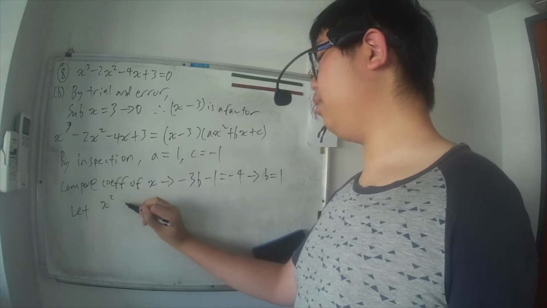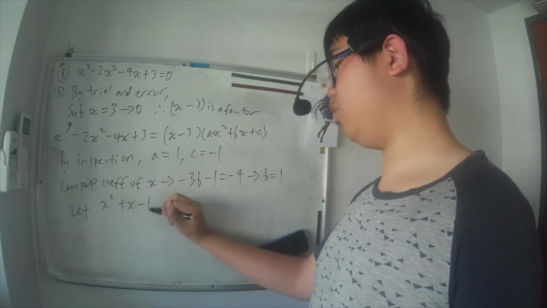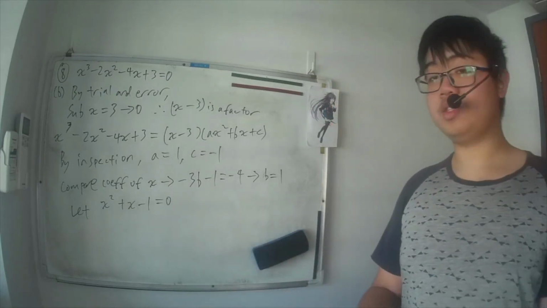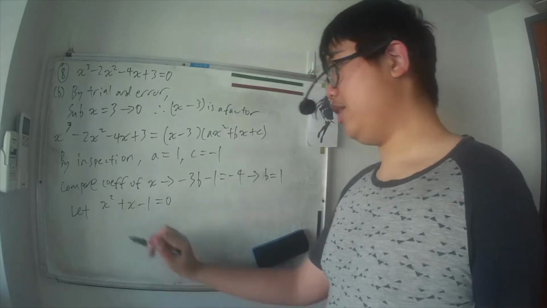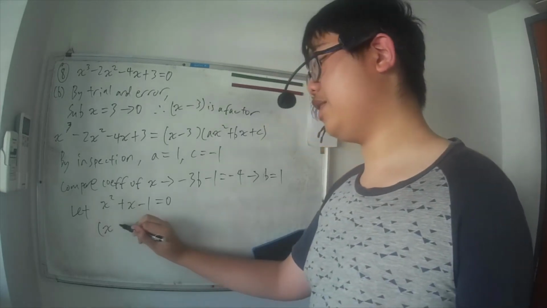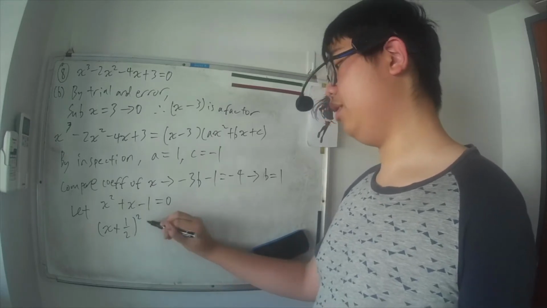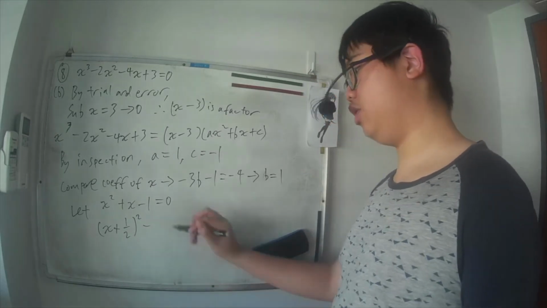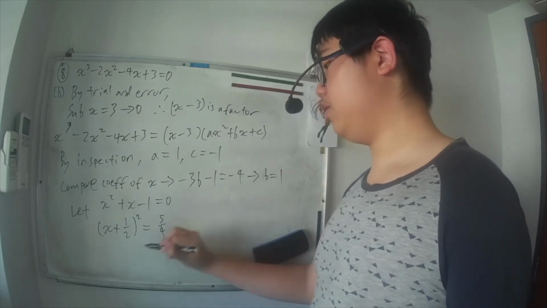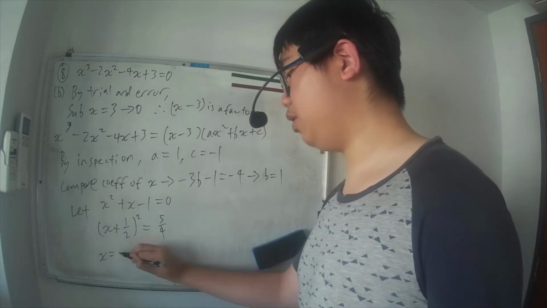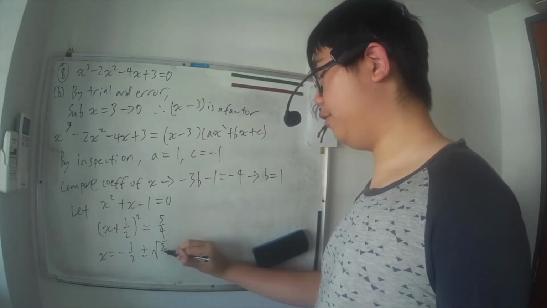x squared plus x minus 1 equals to 0, and of course to get your surd form you will need to complete the square. x plus half squared minus half squared, which is a quarter, so minus 1 equals to 0, so this is equal to 5 over 4. So x is therefore equal to negative half plus minus the square root of 5 over 4.